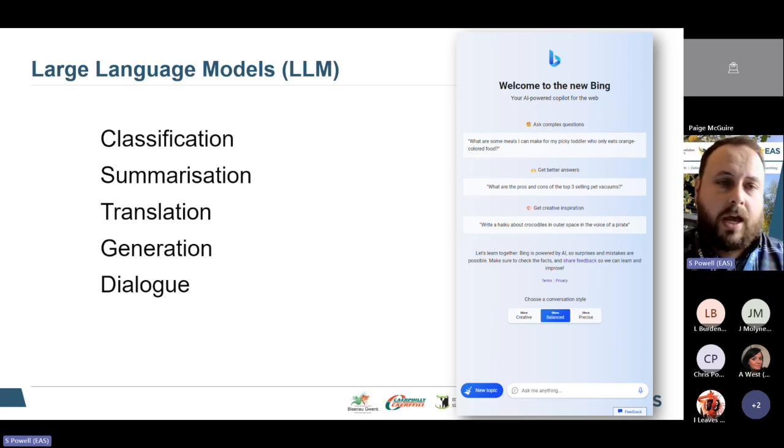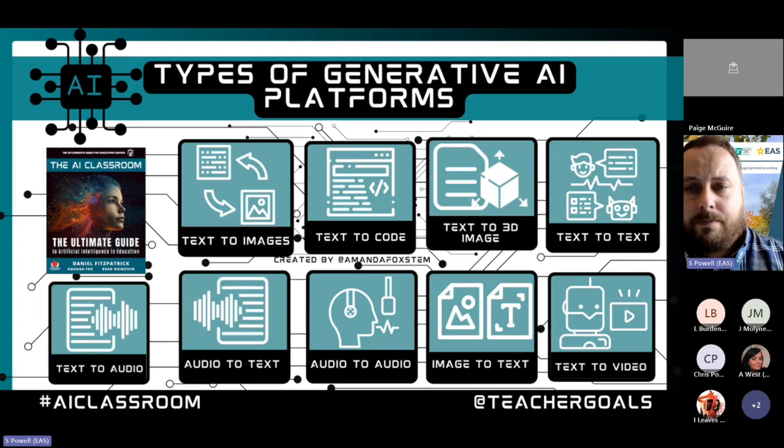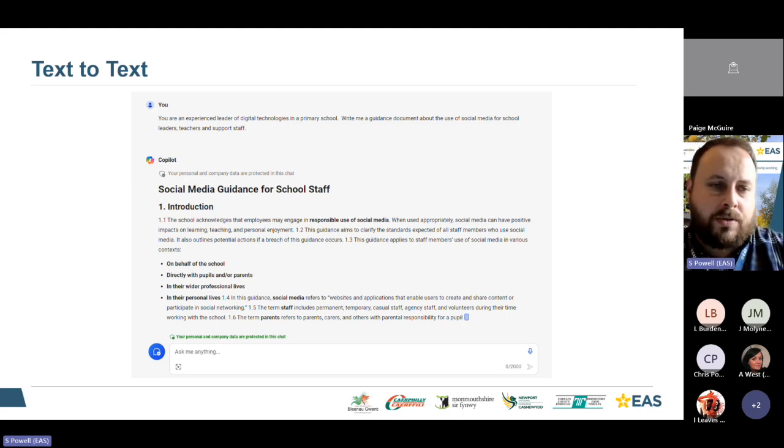Now, you could use tools that have pre-built templates in there, but those pre-built templates are going to be built around a set of parameters that tool has been designed for. Being able to use and interact with one of these chatbots is going to be a really important tool for you moving forward. There are a number of different types of generative AI platforms, as you can see here on the screen. Text to image, text to code, text to text, image to text, and that's just a small amount of those. And this image here was taken out of that AI classroom book, which is a highly recommended read. But just to show you some examples of how we could potentially use it, and we'll go again into more detail in this in later sessions.